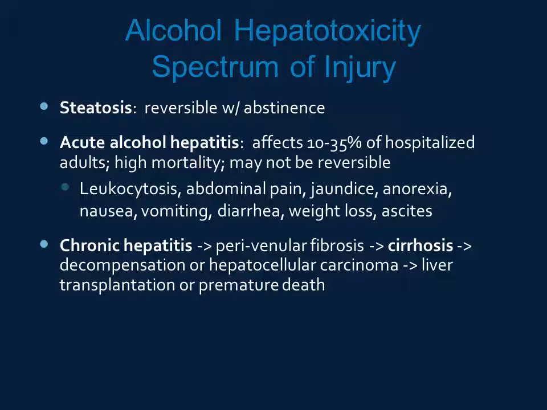Symptoms include leukocytosis, abdominal pain, jaundice, anorexia, nausea, vomiting, diarrhea, weight loss, and ascites. Finally, chronic hepatitis leads to perivenular fibrosis, which in turn leads to cirrhosis, decompensation, or hepatocellular carcinoma with liver transplantation or premature death.